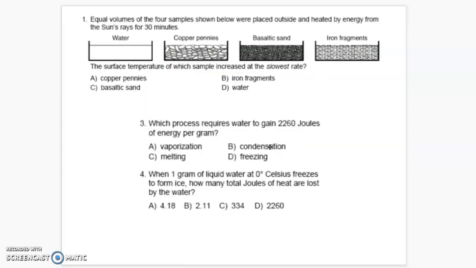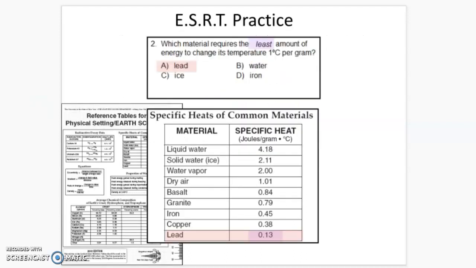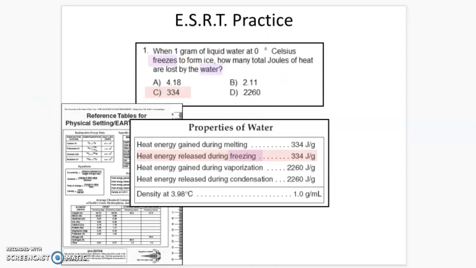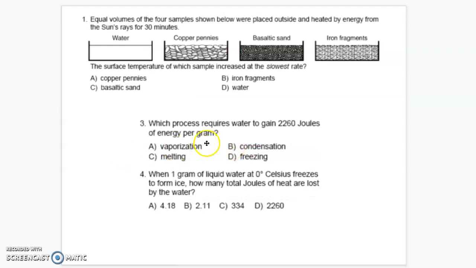A couple more. Equal volumes of 4 samples were placed outside and heated from the energy of the sun's rays, otherwise known as insolation. Which one is going to increase the slowest? It's going to be the one with the highest specific heat, so that would be water. What process requires this many joules, 2,260 per gram? Oh, and it says to gain, to gain per gram. We'd go back to our water chart at the front, and looking at gaining and 2260, that looks like vaporization to me. So vaporization or evaporation.